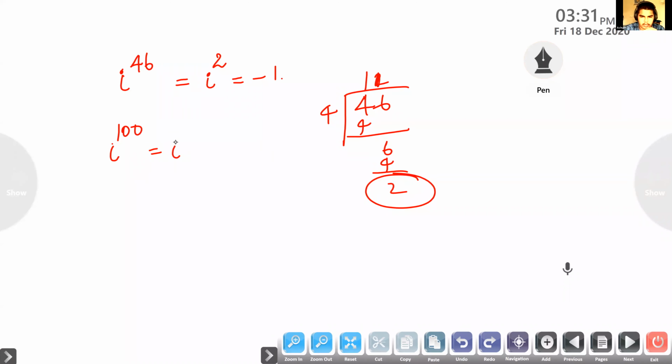Remainder, no remainder, what does it mean? Is it 0? Yes. And what is raised to 0? 1. So I raised to 100 is 1.